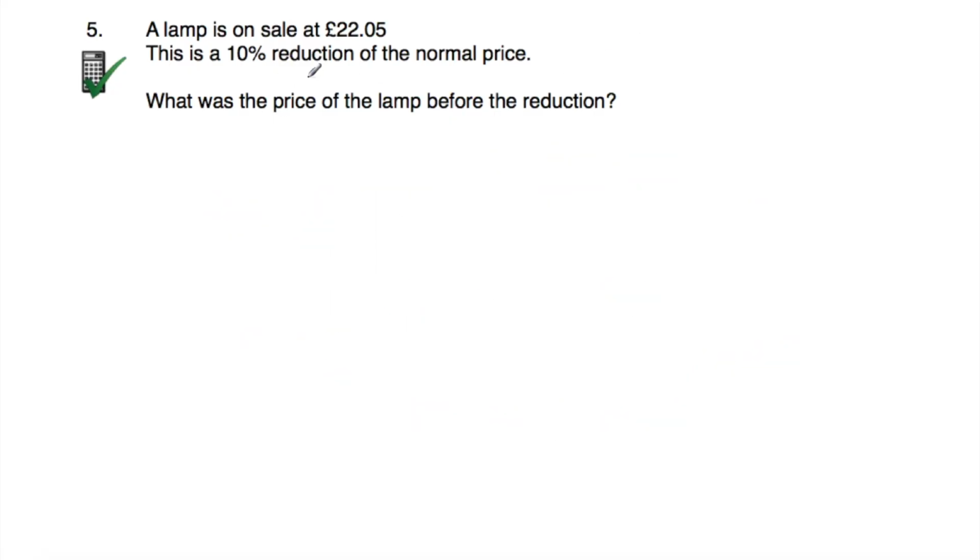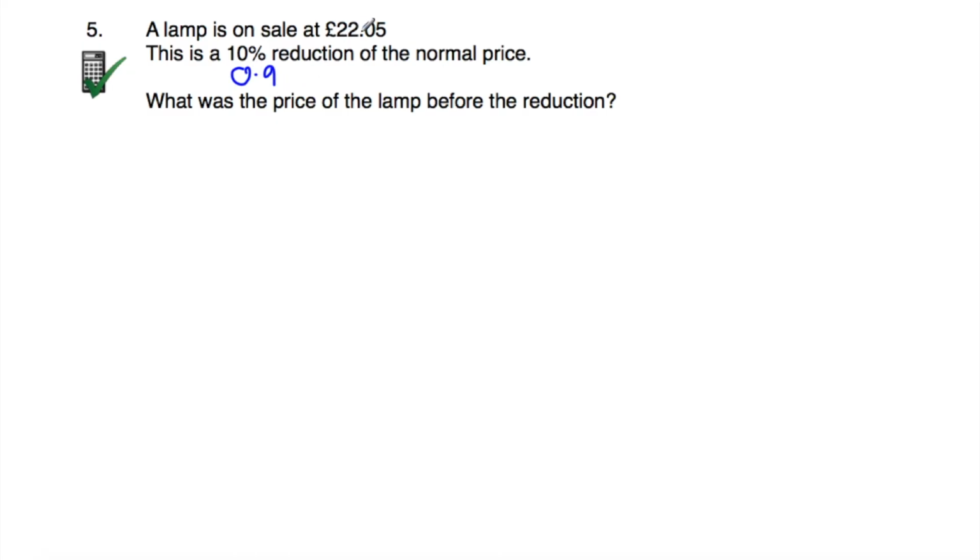Okay, so let's have a look at this question, but now let's consider multipliers. If we had the price of the lamp to begin with, we would have times it by, well, if something's been reduced by 10%, we're left with 90%. So if we reduce something by 10%, the multiplier would be 0.9.